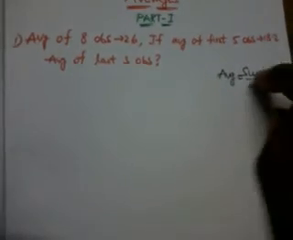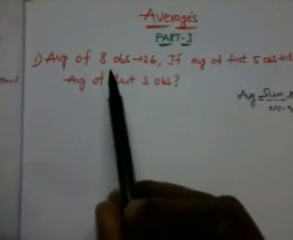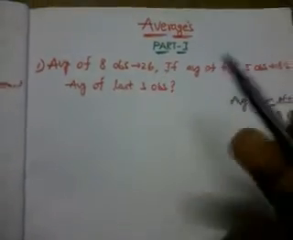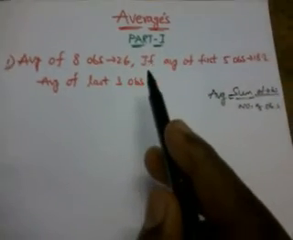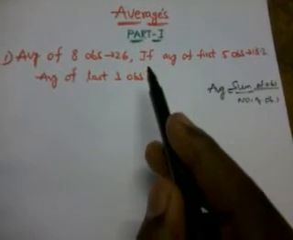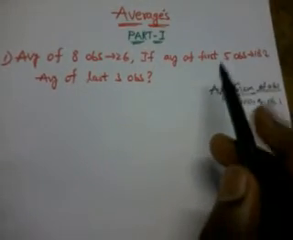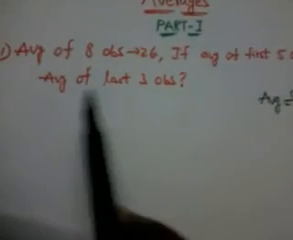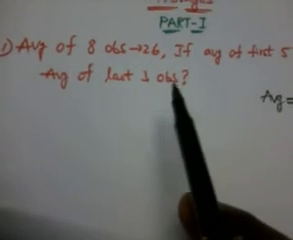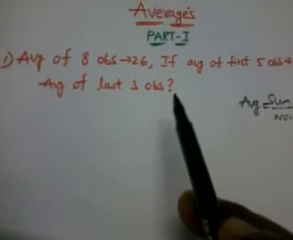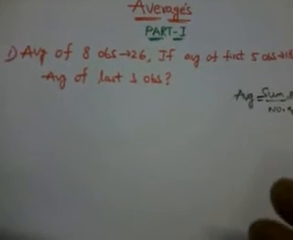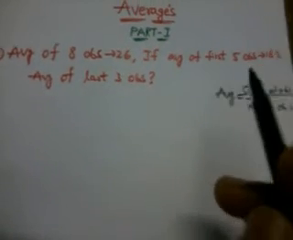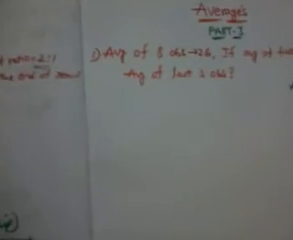Example, consider this problem: average of 8 observations, that is nothing but average of 8 items. Average of 8 observations is 26, and if the average of the first 5 observations is 18.2, then what will be the average of the last 3 observations? Got it? There are 8 observations. In that, 5 observations are given, and we have to find the remaining three. How are we going to find this?